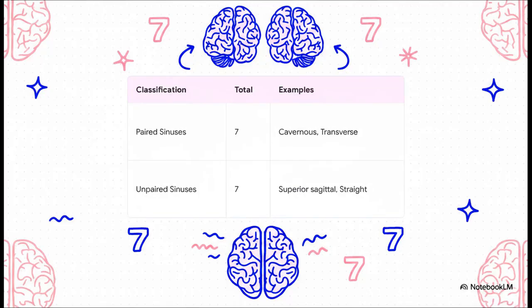Now, a classic exam question will ask you to classify the 21 major sinuses. To make this easy, just remember the rule of sevens. You've got 7 paired sinuses, meaning they exist on both the left and right sides of the skull, like the cavernous and transverse sinuses. Then you've got 7 unpaired sinuses, which run right down the midline of the skull, like the superior sagittal and straight sinuses. Lock in that basic classification and you're already ahead of the curve.